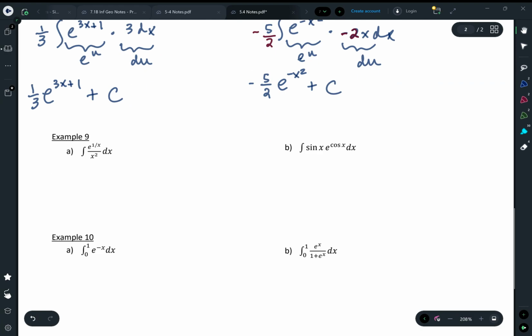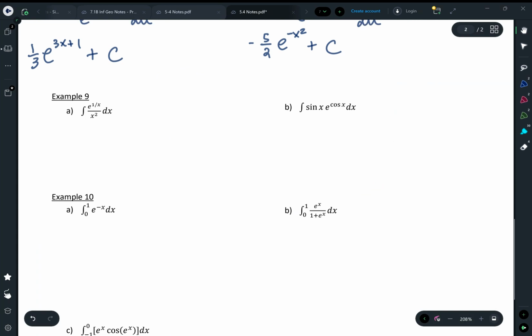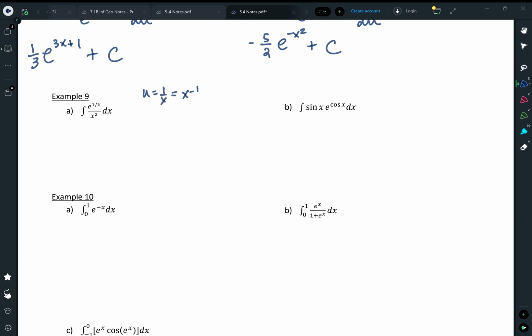It's really good for us to be doing u substitution again. This next one looks kind of weird. I'm going to go ahead and let u be my exponent again, though. That kind of makes sense for what we're doing. So let's go ahead and let u equal 1 over x, which is x to the negative first power. When I take my derivative, it's going to be negative x to the negative 2 power dx, which is negative 1 over x squared dx.